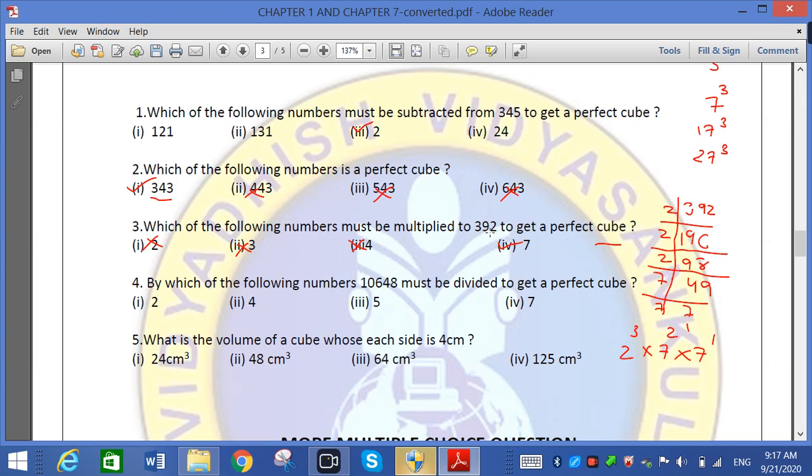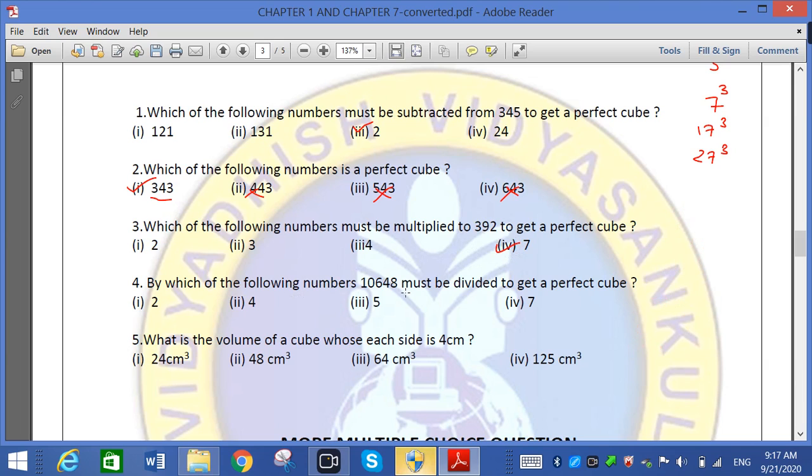Now if I multiply 392 by 7, the number that comes is the cube of 14. Again, each prime factor must appear 3 times; here 2 to the power 3 and 7 to the power 2 are there, so 7 to the power 1 I have to multiply. So the third answer is 7. Now we go for the next.